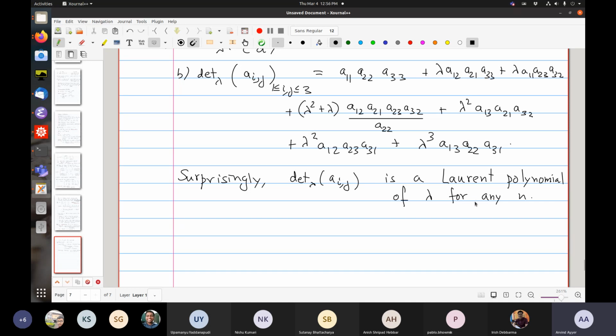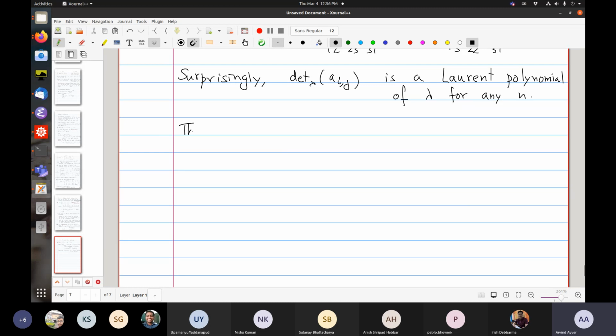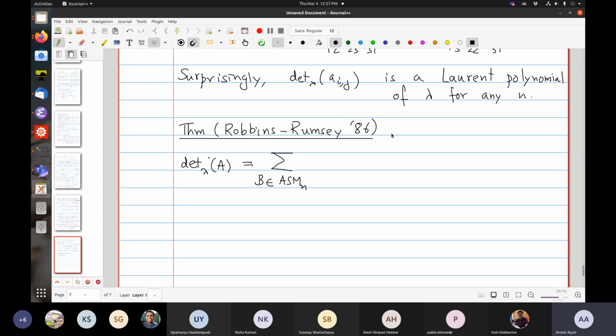So this becomes almost like a polynomial, and so the theorem of Robbins and Ramsey from '86, the same two people who have appeared many times in our stories, is that if I take an arbitrary n by n matrix A, with entries Aij, you can expand the lambda determinant as a sum not over permutation matrices as is usual, but over alternating sign matrices.